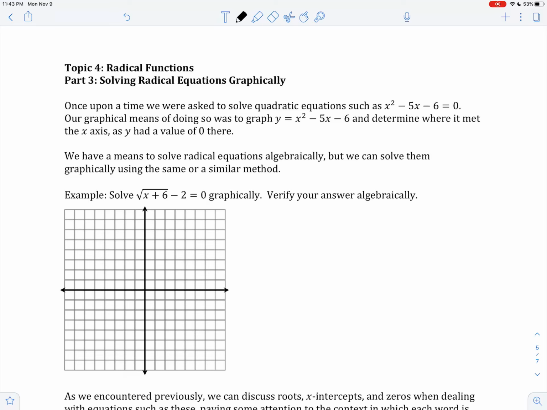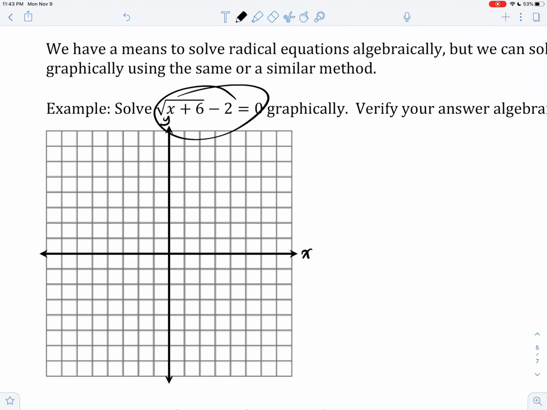So kicking this one off, of course I always make sure I label my axes. And if I'm looking at this particular equation, if I let y equal the root of x plus 6 minus 2, then that's over here: 6 left, 1, 2, 3, 4, 5, 6, and down 2. So that's the start of this radical function. And then I can transform other points to figure out where this all goes.